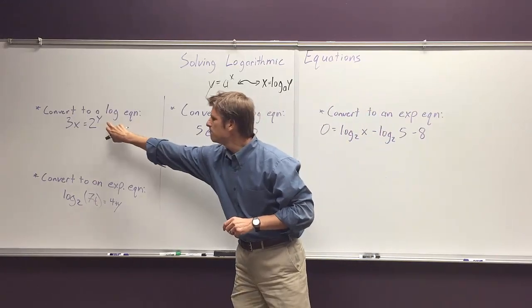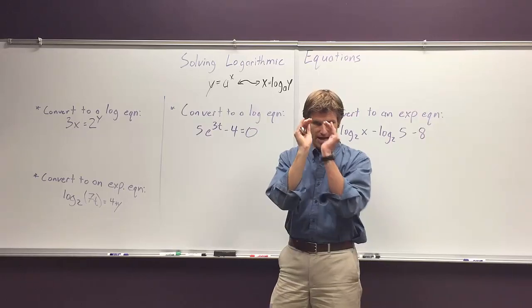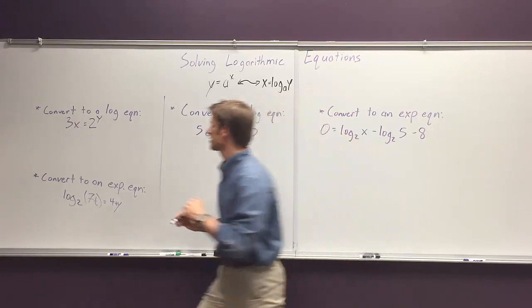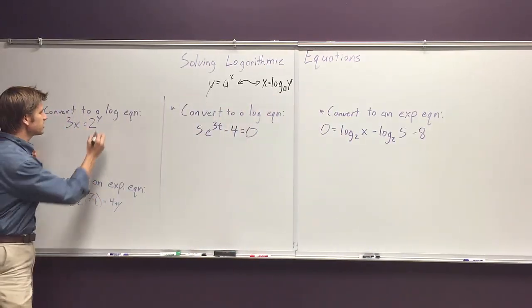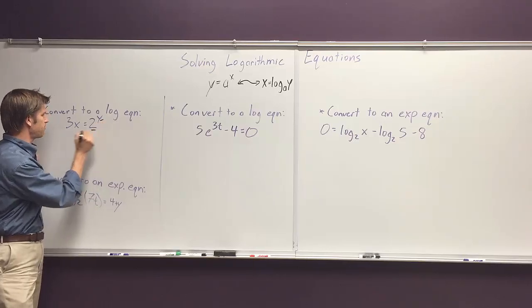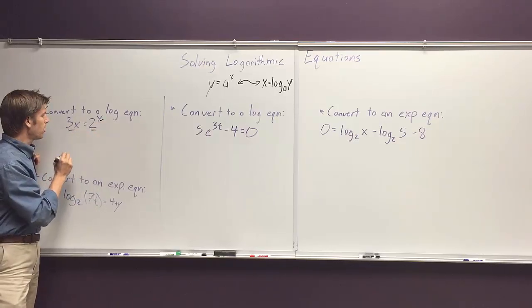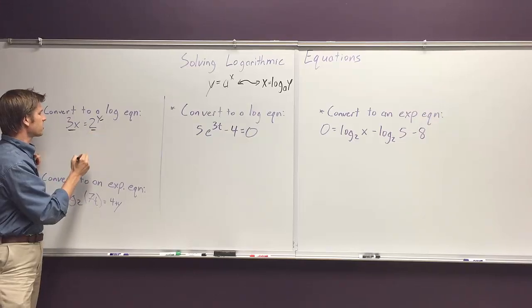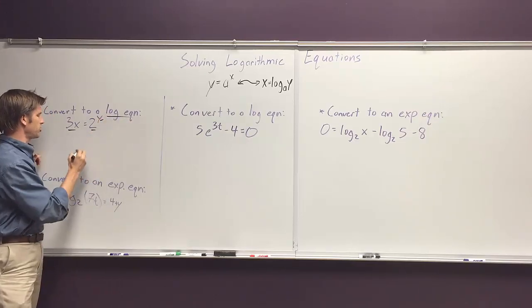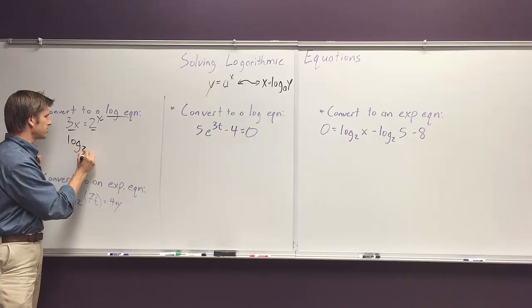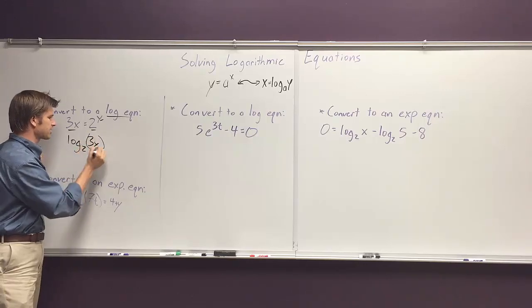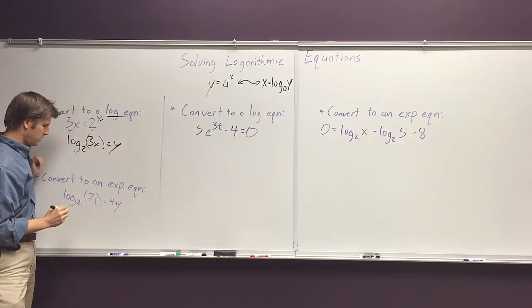So if you have a basic equation like one of these that has fundamentally three pieces, how do I mean three pieces? Well, it has an input, it has a base, and it has an output. Okay? What happens here is I can convert that to a log equation as follows. Log base 2 of 3x equals y.